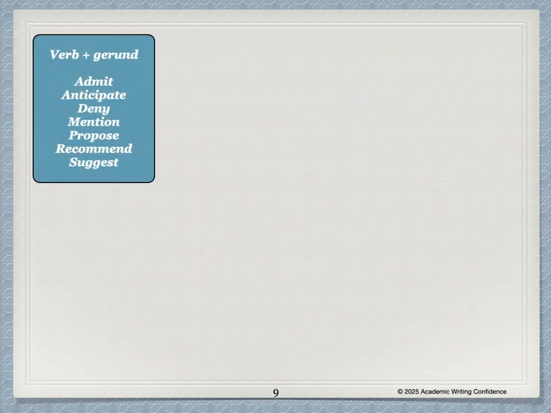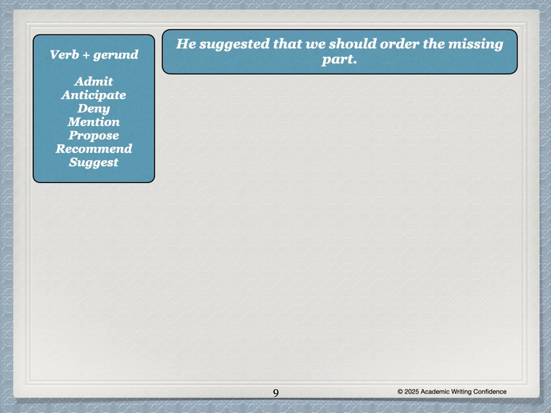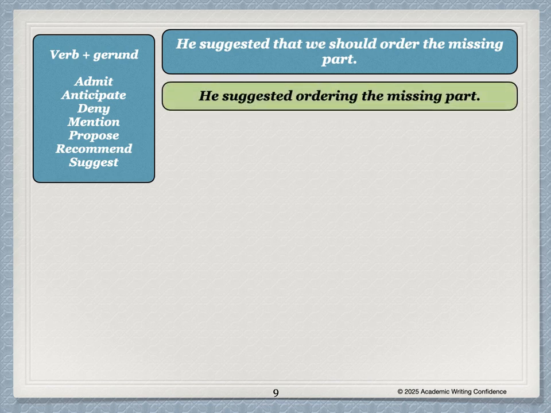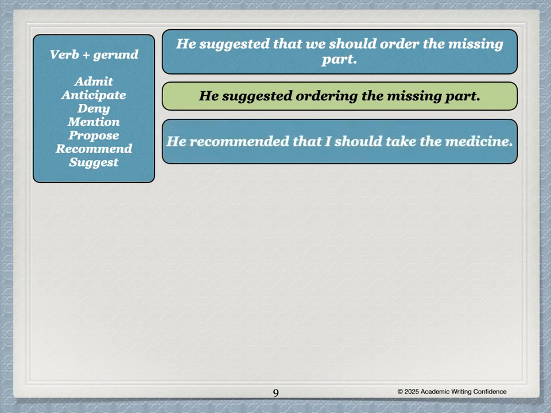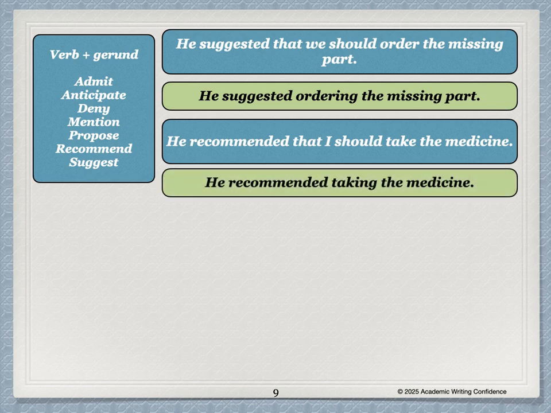Let's look at some examples of when we use a gerund. He suggested that we should order the missing part. This sentence can be reduced or made more concise in this way. He suggested ordering the missing part. Here's another example. He recommended that I should take the medicine. We can change this to he recommended taking the medicine.